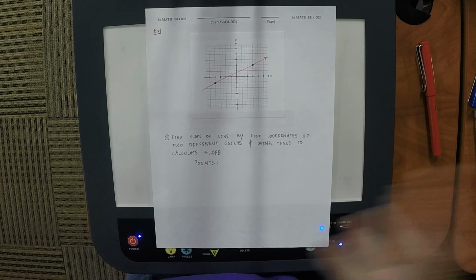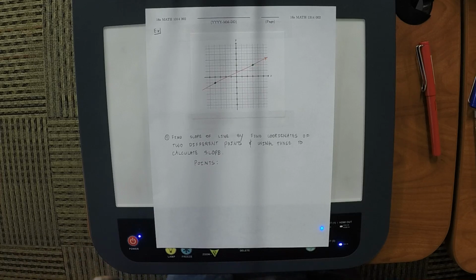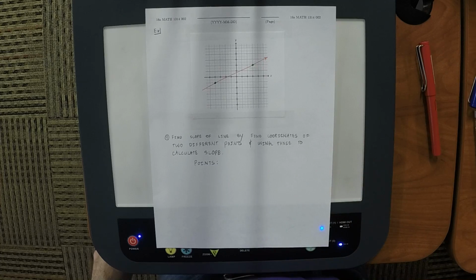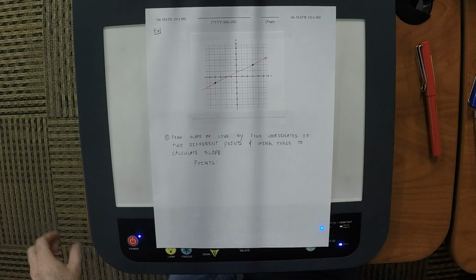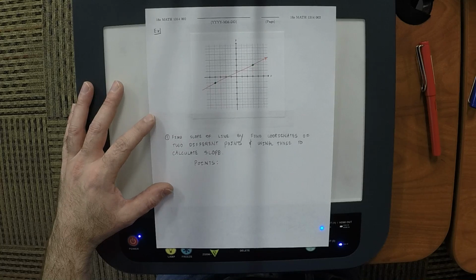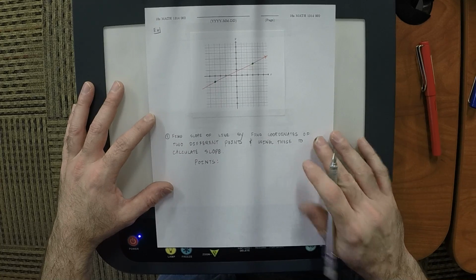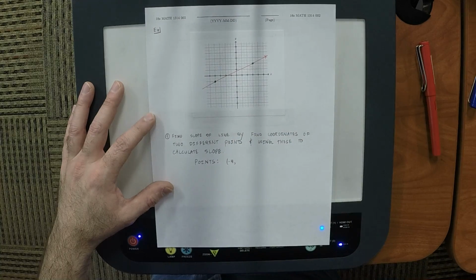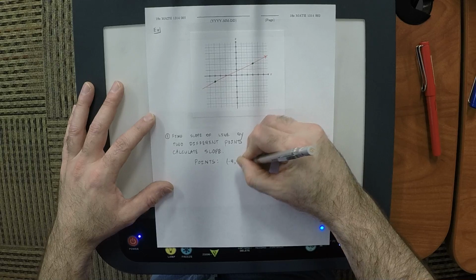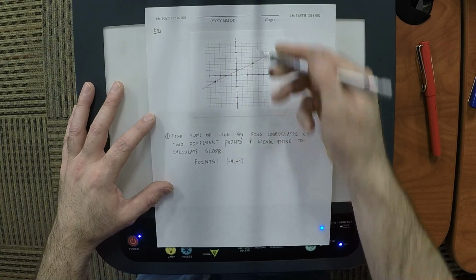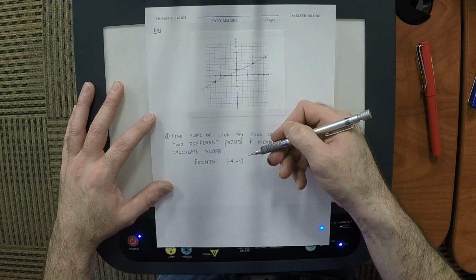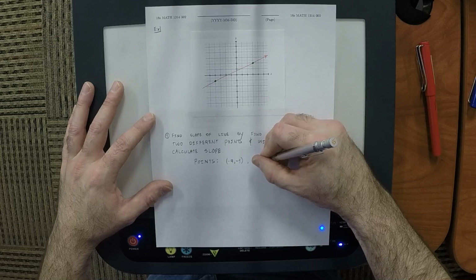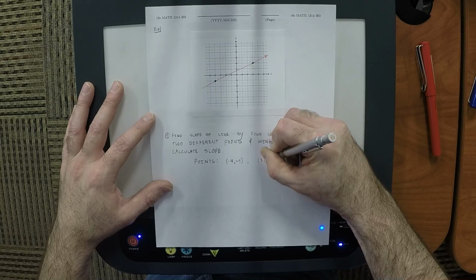So more or less what I'm asking is that I really highlighted 2 obvious points that are on there. I want you to read the coordinates of those 2 points. Okay, so what are the coordinates of one of the points? Okay, almost. -4 what? 1. -1. Right. Why -1? Because it's below the origin. What's the other point? 3, 2. Okay.